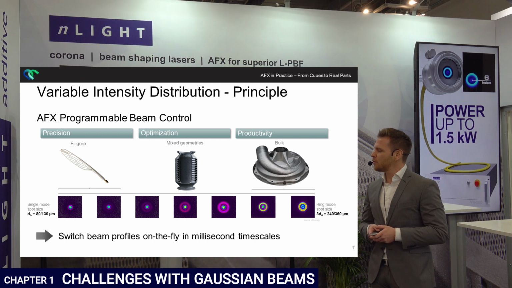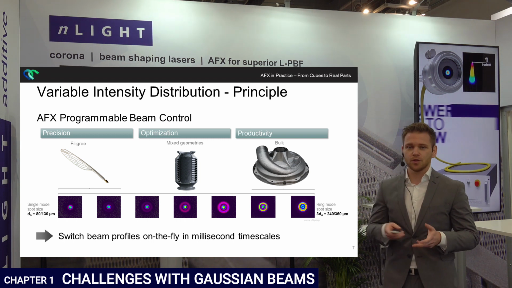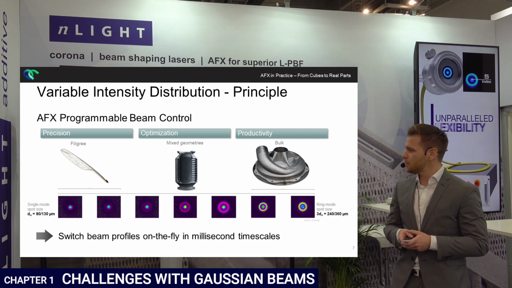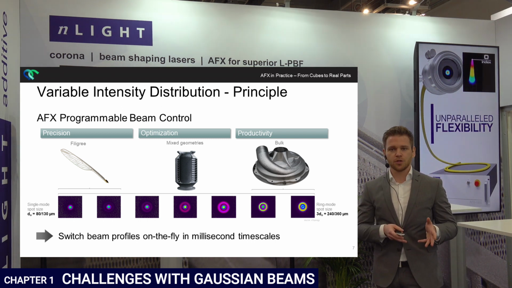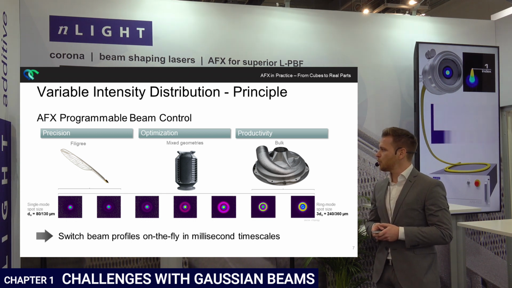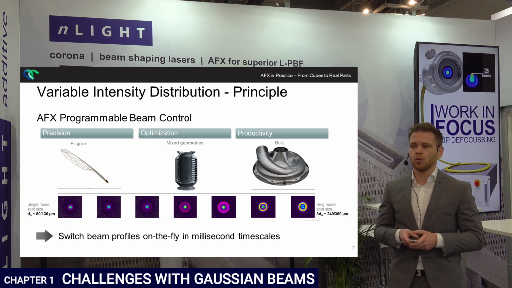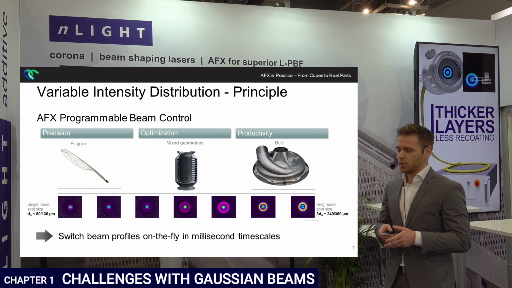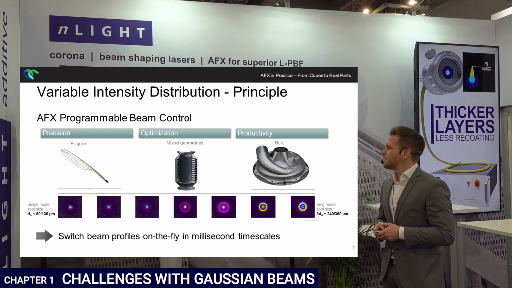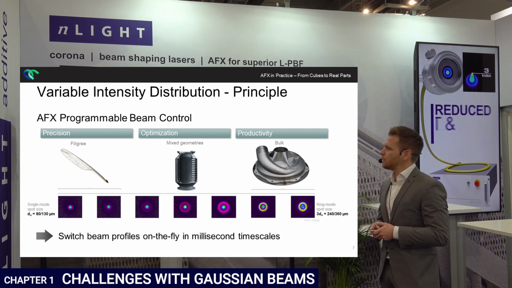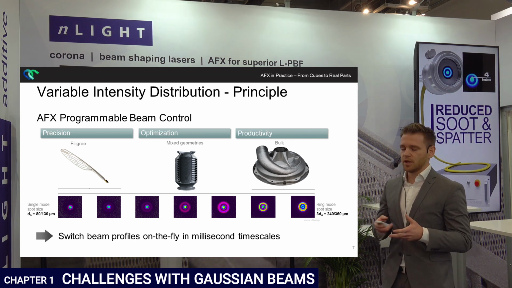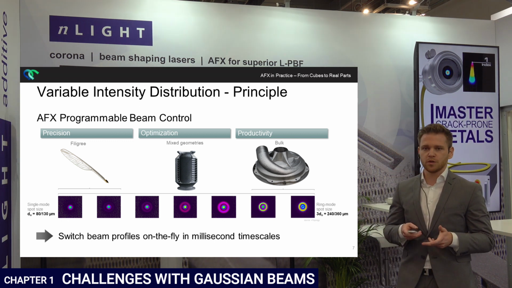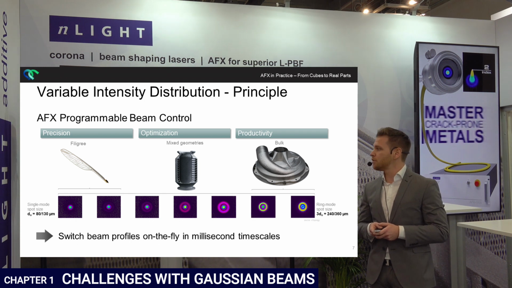And one way to influence this is the heat source, for example, with the AFX beam shaping laser, with 7 different intensity distributions. Besides the common Gaussian one, the operator can use the ring beam and 5 more intensity distributions in between, differing in the ratio of power between center and core. And so the operator is enabled to not only print filigree parts with high precision, but also mixed geometries and optimized parts, but also bulky parts with a high productivity.